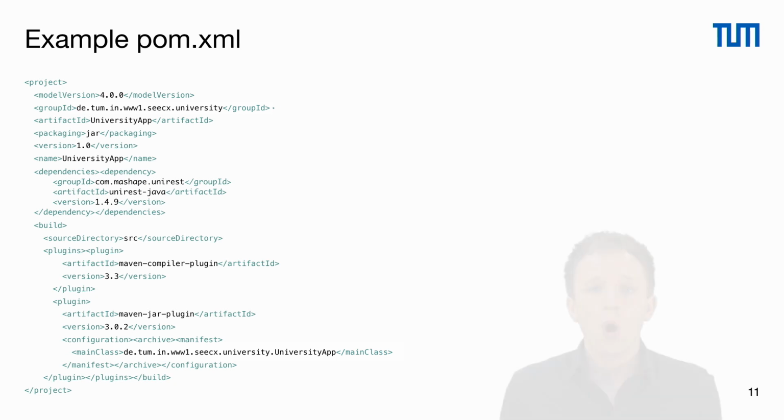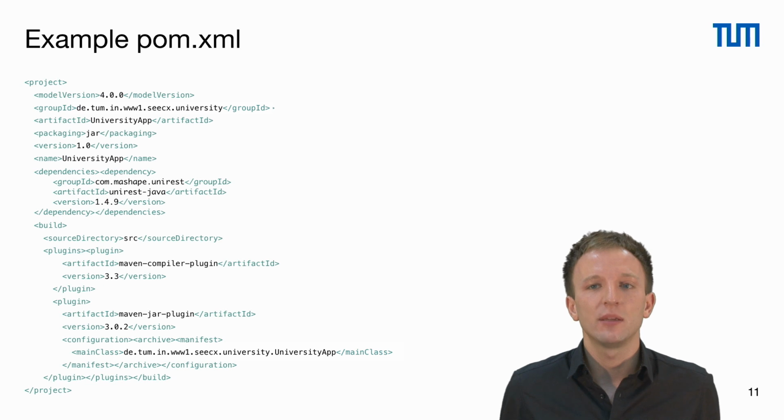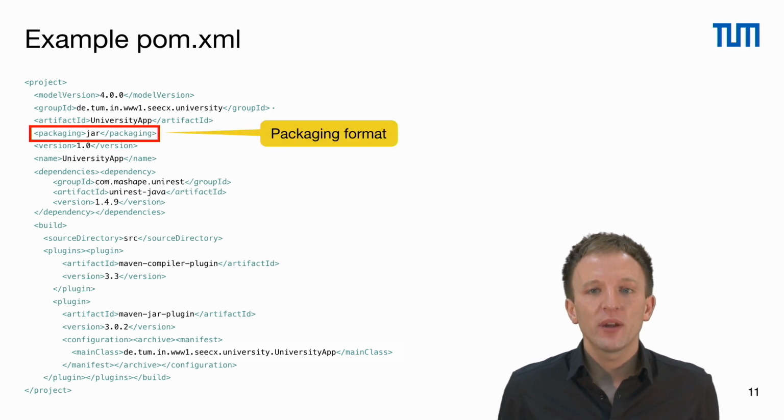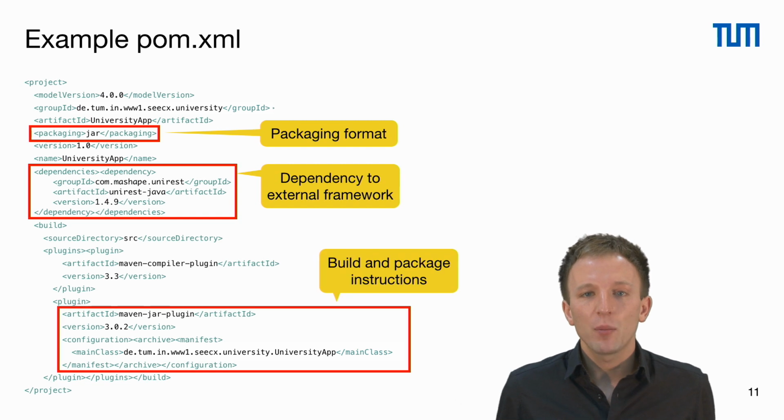This is an example of a POM XML file where you can see how you configure the project to use external dependencies and how you configure it so that you can package, install, and deploy the software. The packaging format is a jar file, which stands for Java Archive, and which includes all the compiled class files and configuration data. There is one dependency to an external framework, Unirest, a library that simplifies the connection to RESTful web services. The example uses the Maven jar plugin and defines the main class of the Java project.